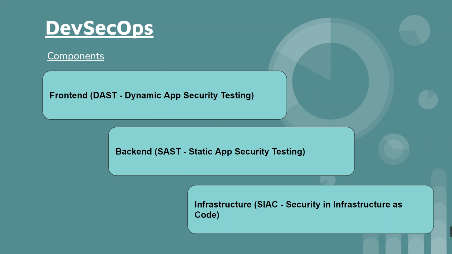These are the three components I'm referring to for an application development lifecycle at a high level. The first one is front-end, then back-end, and then infrastructure. In front-end, if you notice, I mentioned dynamic app security testing.